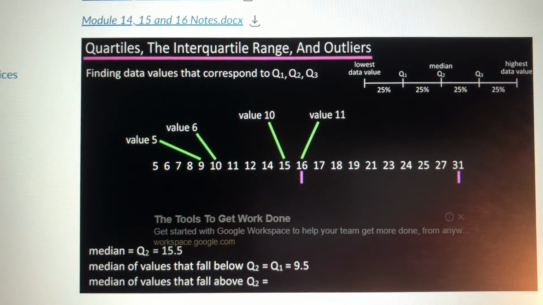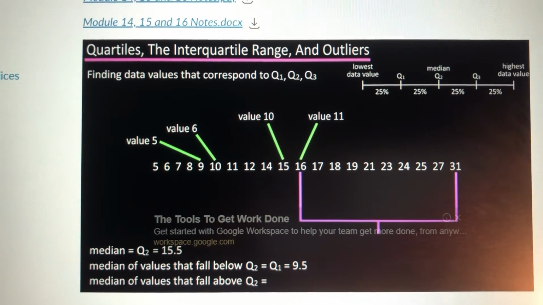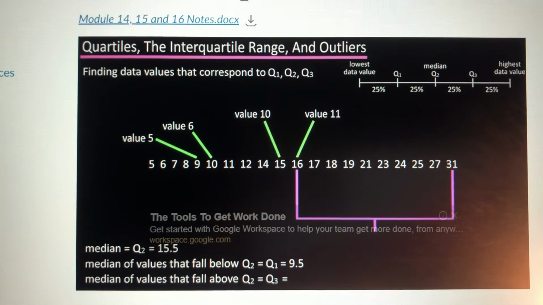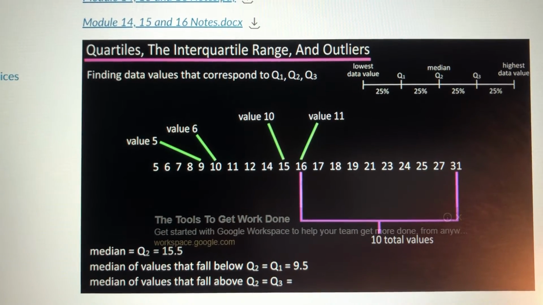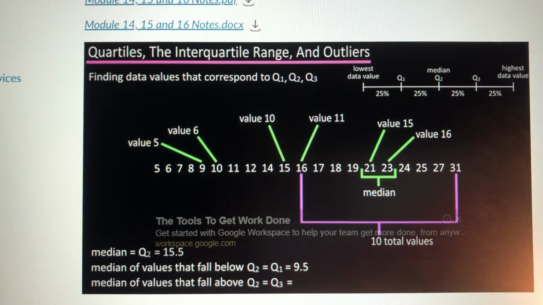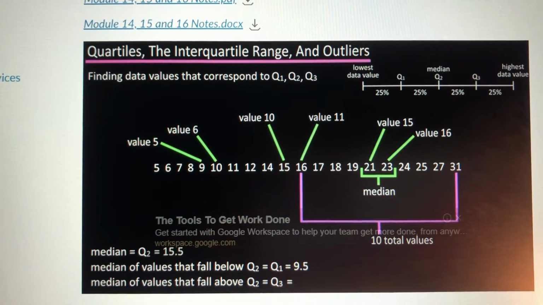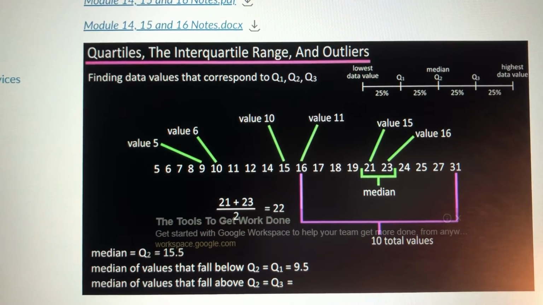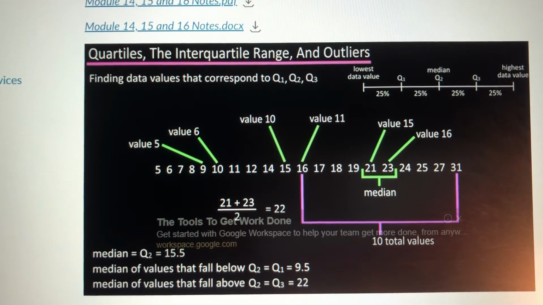Next, we want to find the median values that fall above Q2, which will be the value of Q3. Again, we have an even number of values in this section of the data set, 10, so the median will be between the two middle values, value number 15 and value number 16, which are 21 and 23. Add them together and divide by 2, and we get 22, which is the value of Q3.